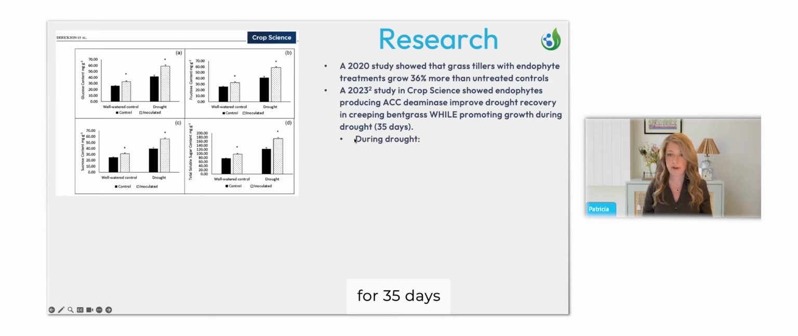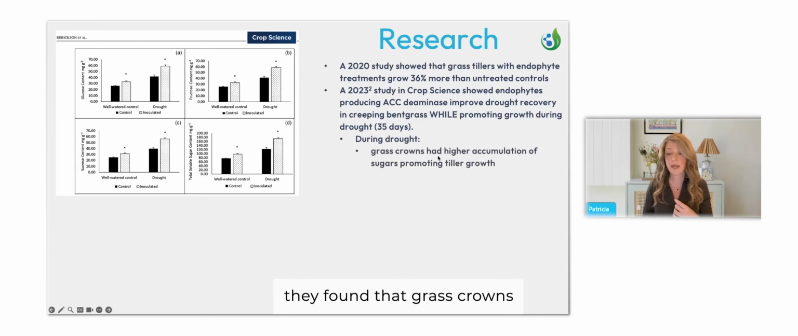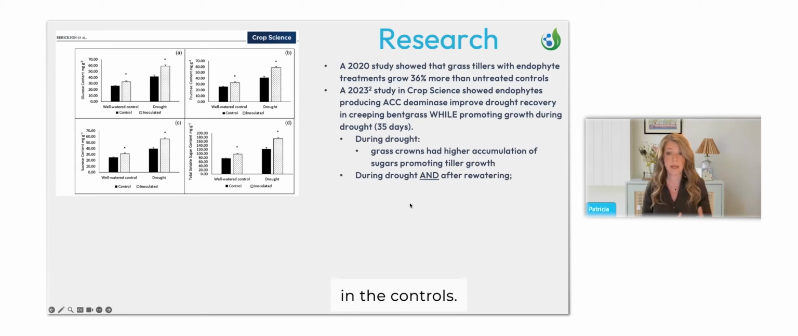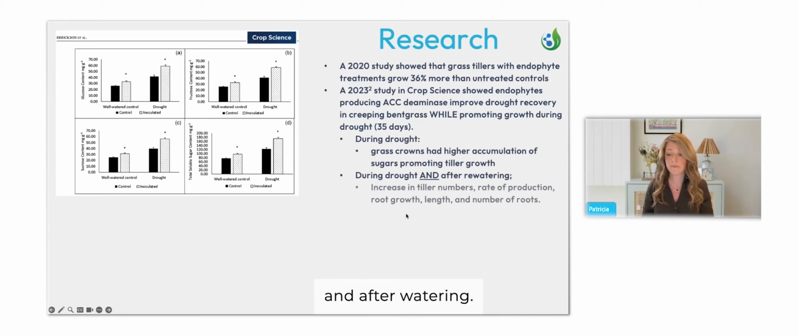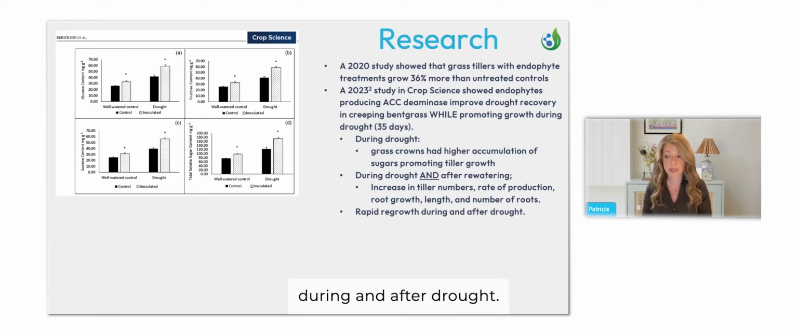They had a drought for 35 days, and then they did 15 days of watering. What they observed was that during the drought, grass crowns had a particularly high accumulation of sugars that were promoting tiller growth. This was not happening in the controls, and if it did happen, it was definitely on a lower scale. During drought and after rewatering, they saw an increase in tiller numbers, rate of production, root growth, length, and also number of roots. So they saw rapid regrowth during and after drought.